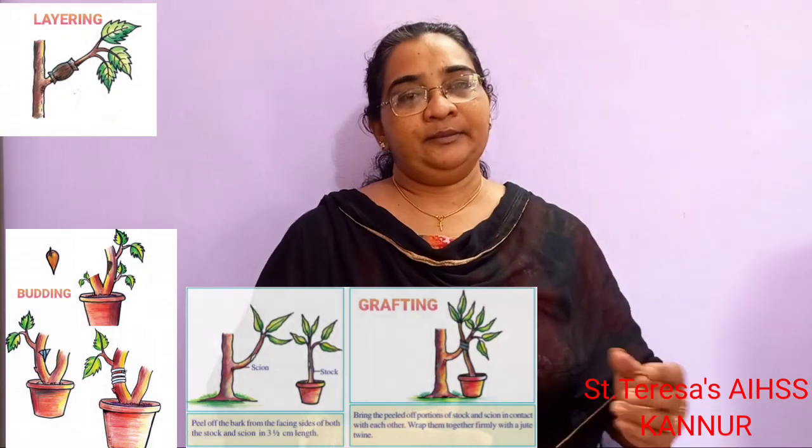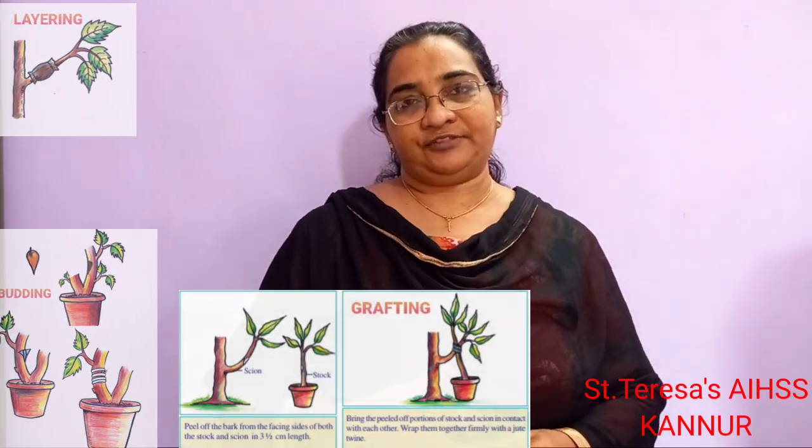We are going to continue our science lesson. In the previous two classes, we learned about vegetative propagation. So, from the branches and the buds, we saw how we can produce good quality saplings and good quality plants, isn't it? So, which are the different methods we learned there? We learned layering, budding and grafting.